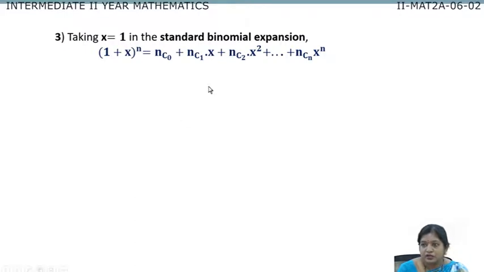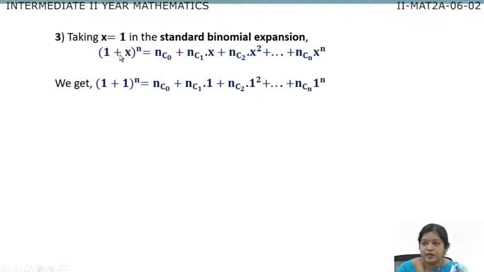Now, taking x is equal to 1 in the standard binomial expansion, (1 plus x) power n is equal to nc0 plus nc1 into x plus nc2 into x square plus so on ncn into x power n. Let us observe what happens when we take x is equal to 1 in this expansion. So, (1 plus 1) power n is equal to nc0 plus nc1 into 1 plus nc2 into 1 square plus so on ncn into 1 power n. Multiplying by 1 we will get the same value, we know that. And 1 plus 1 is nothing but 2.